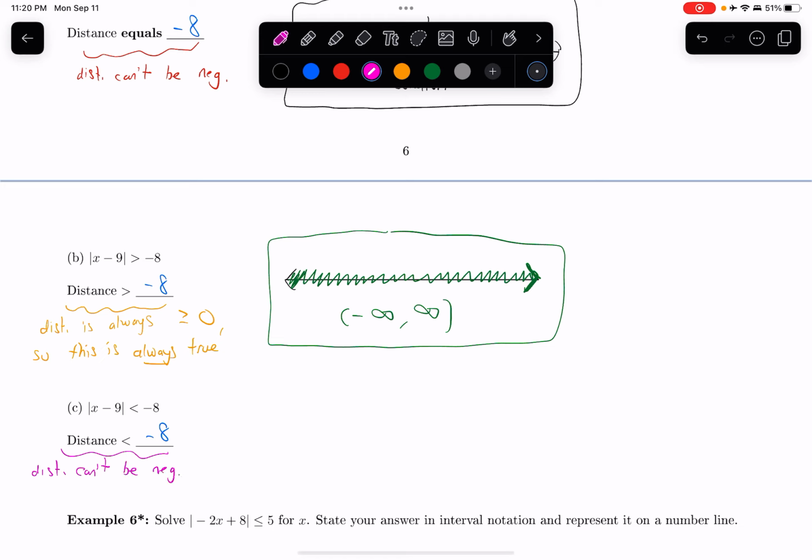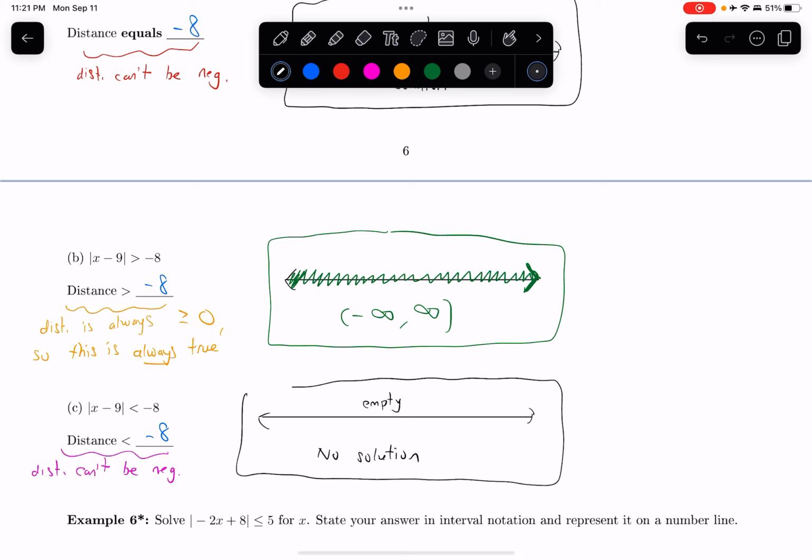If it was less than negative, it would be even more negative. That would force it to be negative. That doesn't make sense. So that's like part A. It's saying that the distance has got to be negative here. That's impossible. So again, my number line is empty. This is never going to work. So for my answer, I would say no solution. That's kind of the best I can do for my interval notation. I can just say no solution.